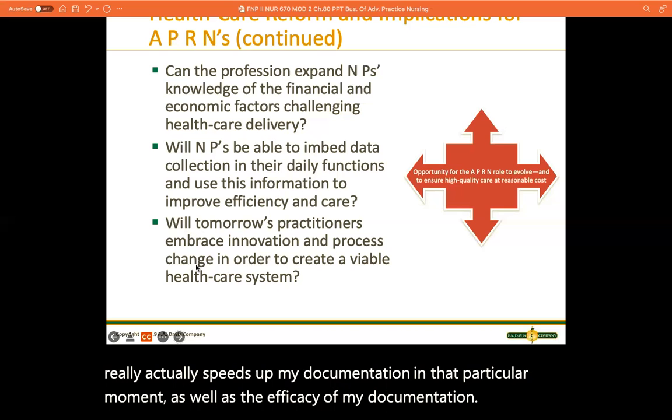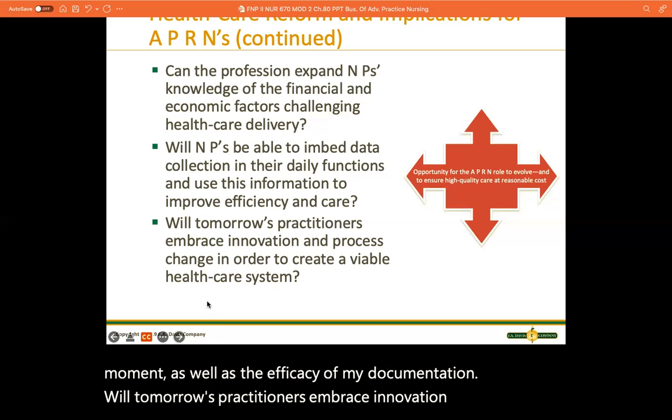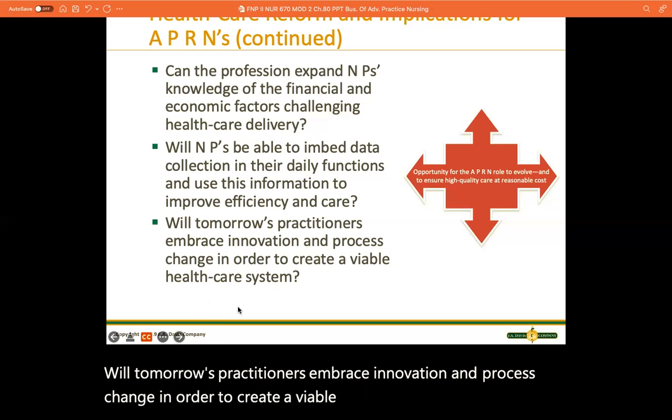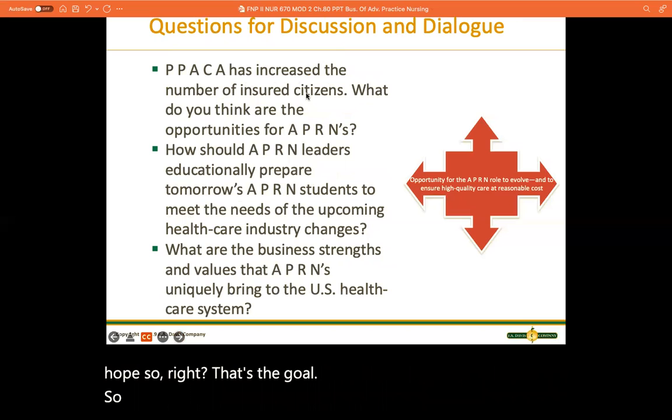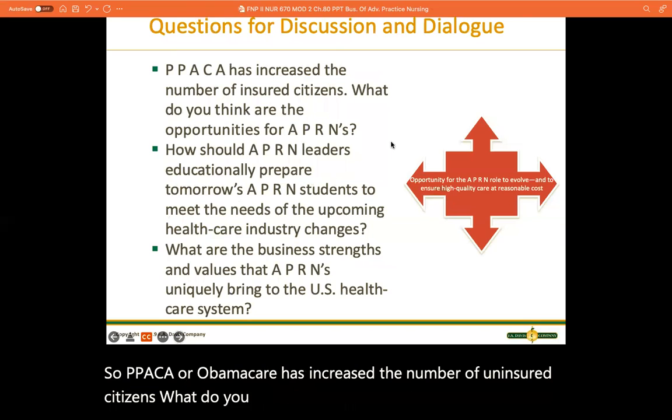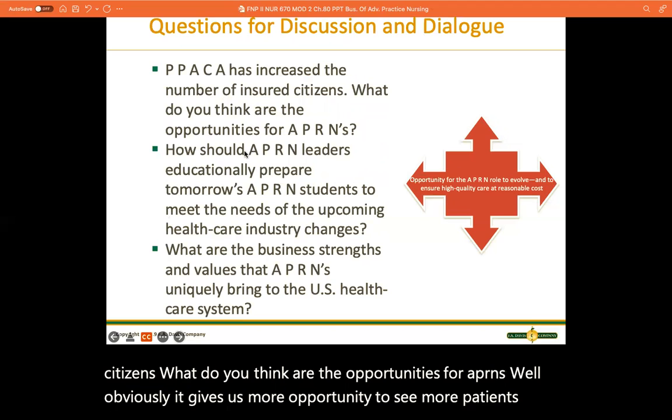Will tomorrow's practitioners embrace innovation and process change in order to create a viable healthcare system? Well, we hope so, right? That's the goal. Okay, so PPACA or Obamacare has increased the number of insured citizens. What do you think are the opportunities for APRNs? Well, obviously it gives us more opportunities to see more patients because now they can pay.